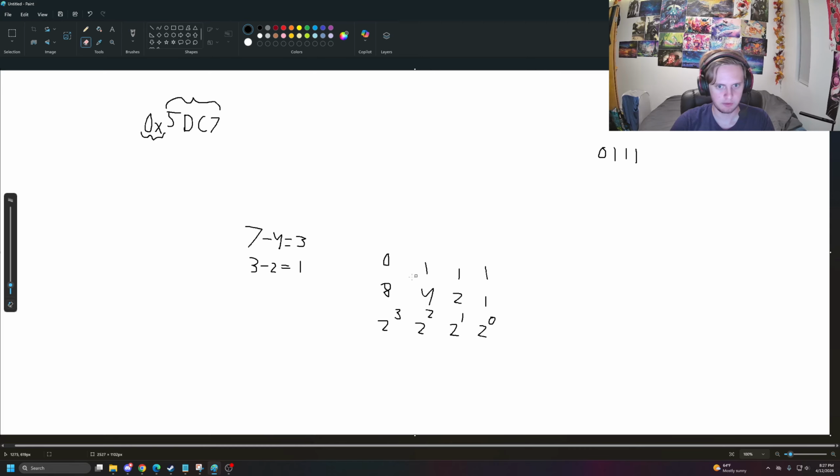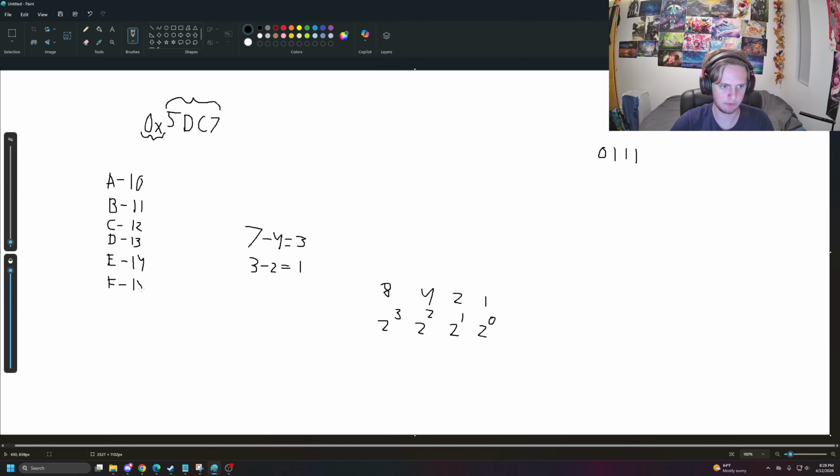Now, for D and C, this is where things get a little interesting. To represent numbers above 9, hexadecimal uses letters. So A is used to represent 10, B is used to represent 11, C is used to represent 12, D is used to represent 13, E is used to represent 14, and F is used to represent 15.